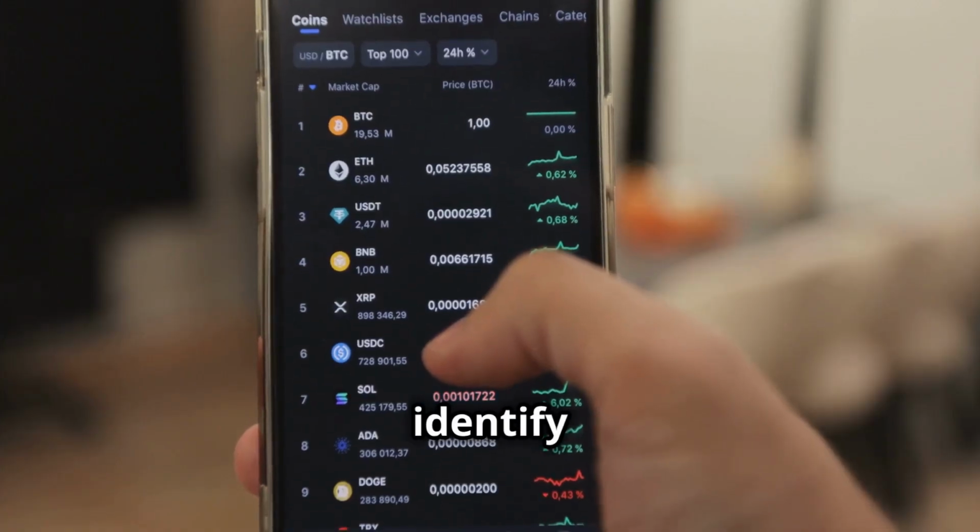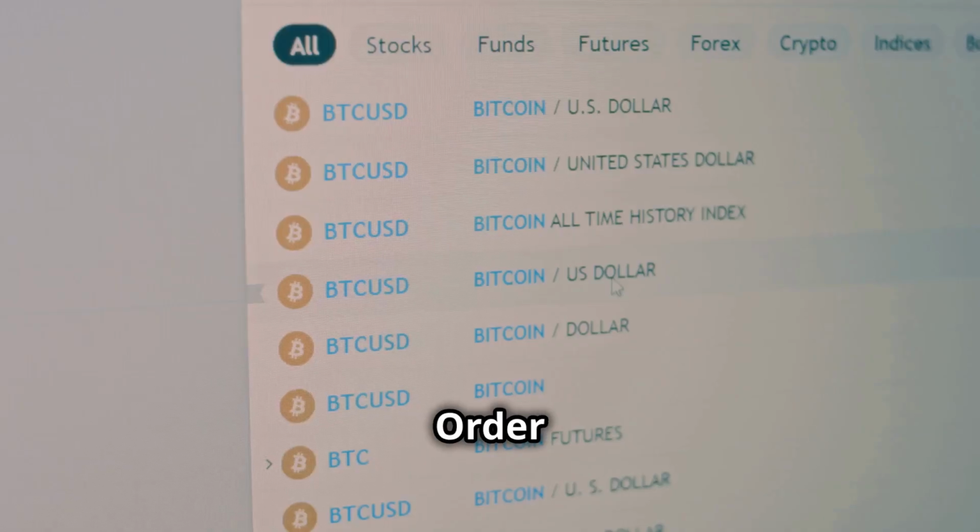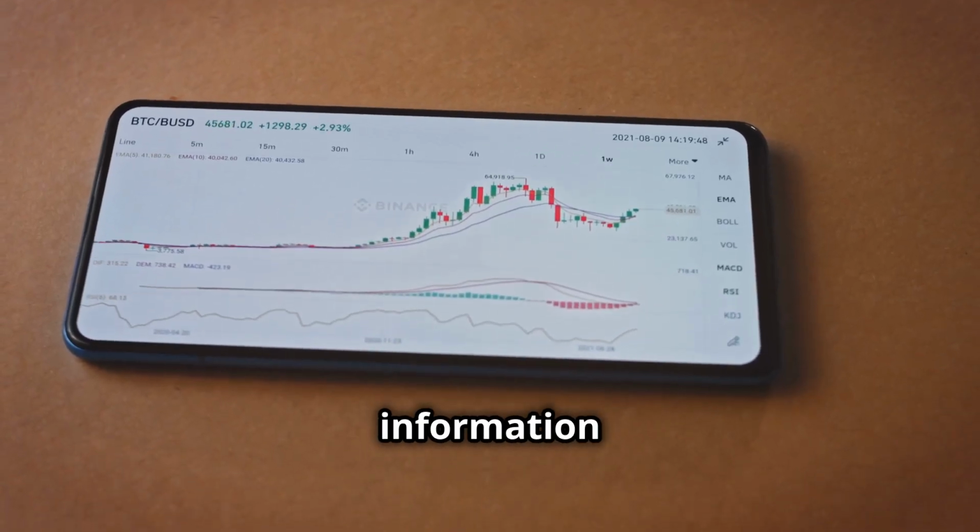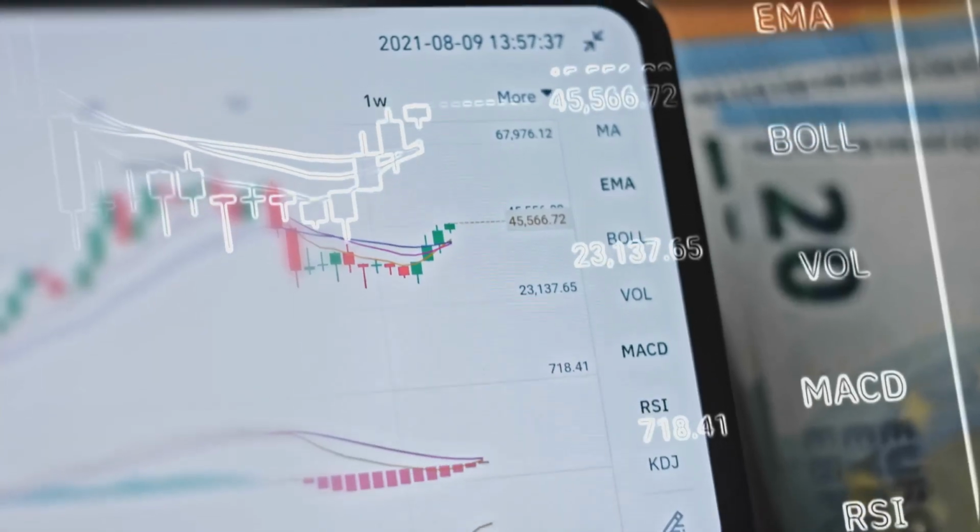This data helps the bot identify price movements and trends. Order book data shows current buy and sell orders. Our bot processes this information using Python libraries.